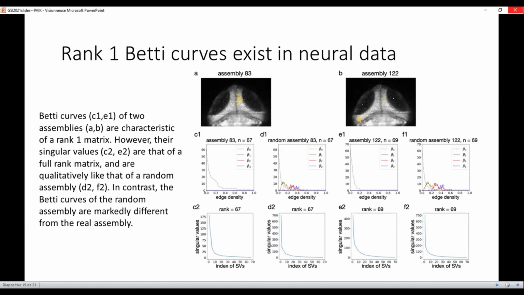In comparison, I'm just pulling a random assembly. I create some random neurons of the same size, and I produce the Betti curves of that from the correlation matrix. And we see they're clearly different. This is more of a random structure. And these are the Betti curves of a rank 1 matrix that we proved.